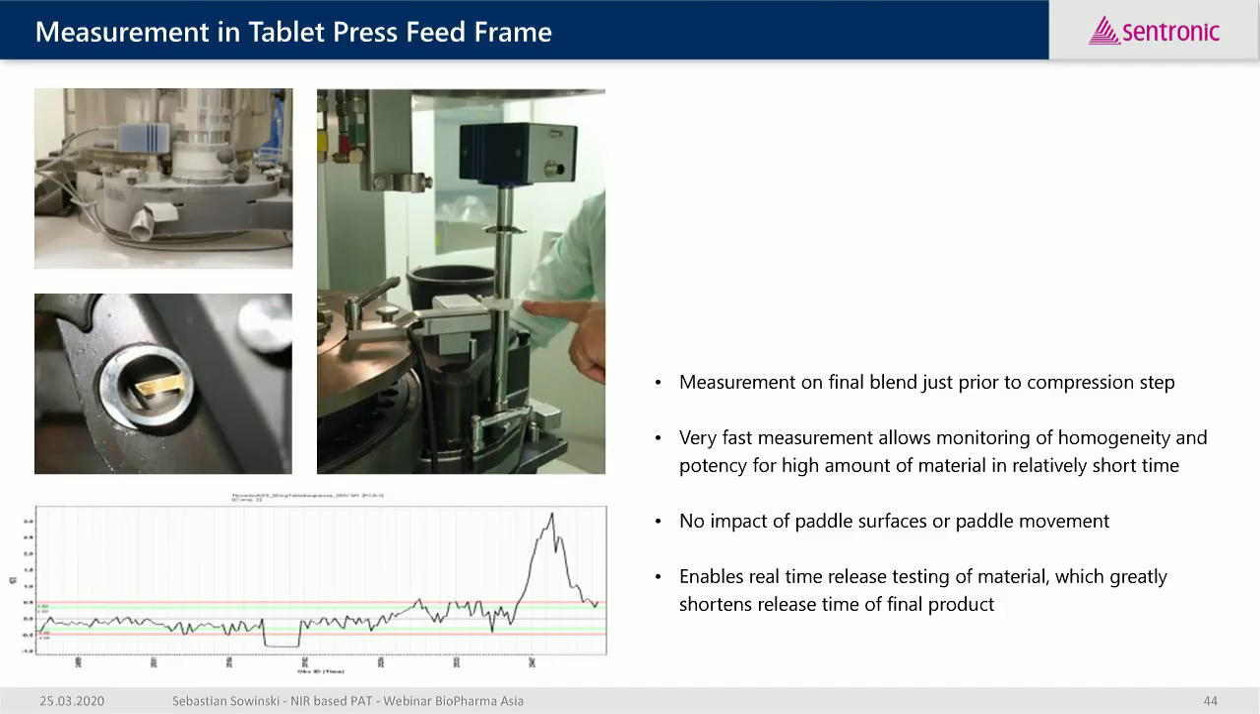We do not have an impact of the paddle surfaces while the paddles are moving the product into the die of the press. This sometimes requires a special design of the paddles, but I know there are also installations which do not have this special design. And as we already saw, this is one key enabler for real-time release testing, for real-time release strategies in the process.